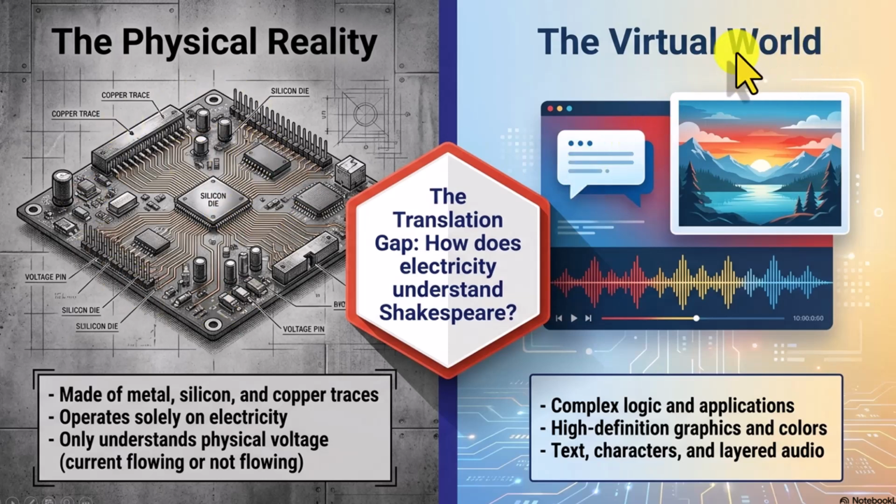And in the virtual world, our data is complex logic and applications, our software, high definition graphics and colors, text, audio, characters. So we have all these different things. The question is, how does electricity understand Shakespeare? Or how do these pictures, audios and text get understood by this hardware, by our processor? That is the question we are going to answer in this unit.